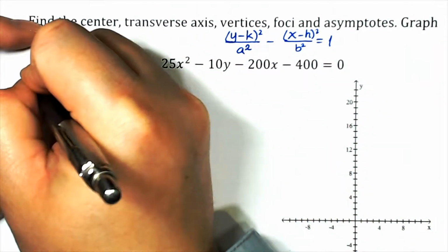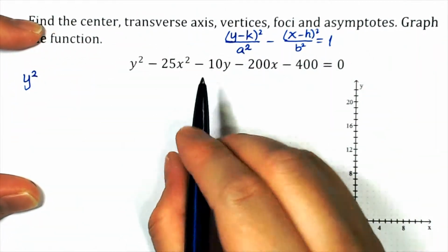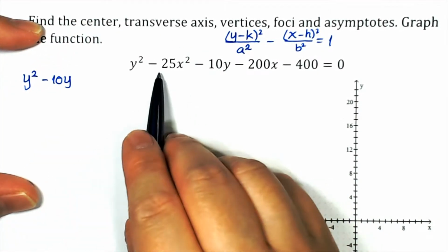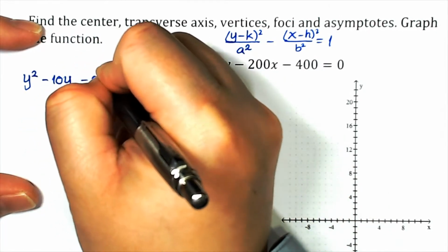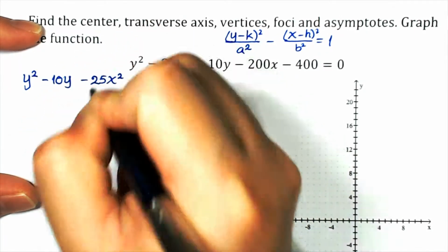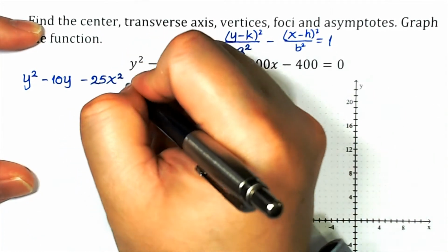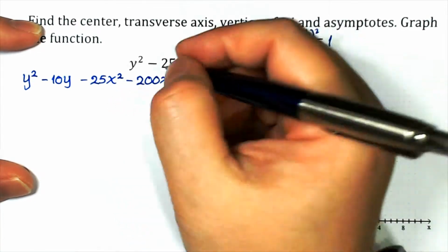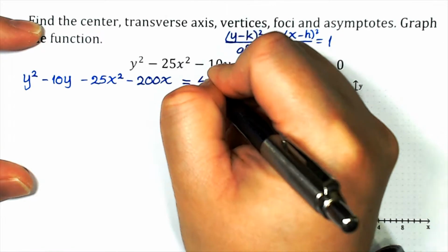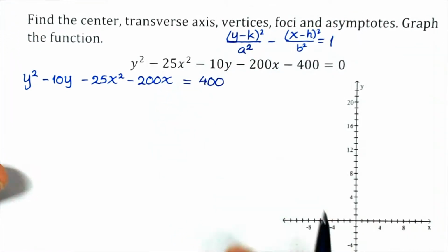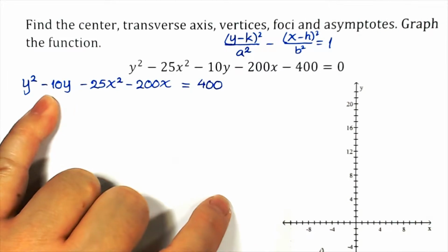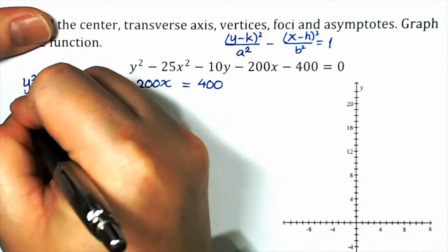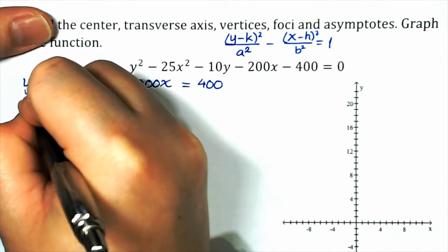So we start with y squared minus 10y and then minus 25x squared minus 200x, and the 400 I will put on the other side of the equation. Put 400 here. Right. So what we just did, we put y together, x together, and the number on the other side. Next we'll do the complete square.